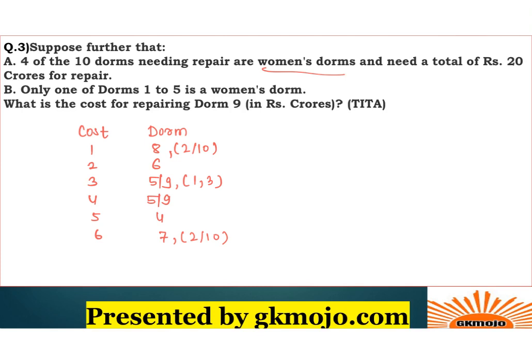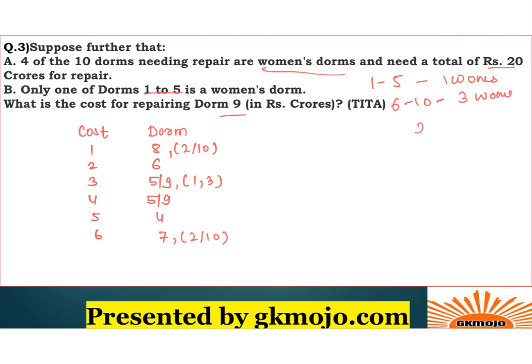So these are new conditions that I introduced, and we need a total cost of 20 crore for repair. Only one dorm out of 1 to 5 is a women's dorm. What is the cost of repairing dorm 9, right? So try to understand. Only one dorm from 1 to 5 is a women's dorm, right? There are total 4, so basically between 6 to 10 there will be 3 women's dorms.